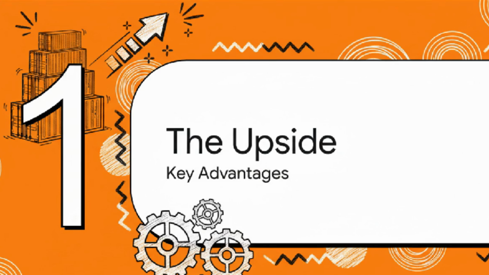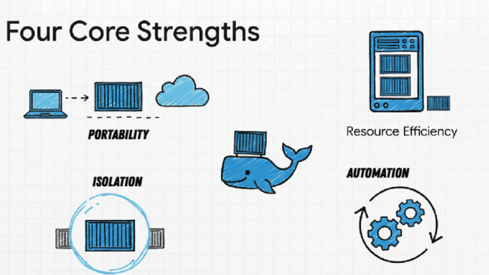To really get why Docker is so incredibly popular, you've got to understand the key advantages that have made it a go-to for so many developers and teams out there. When you boil it all down, its biggest strengths really fall into four main buckets: portability, resource efficiency, isolation, and automation. So let's unpack what each of these actually means when you're in the trenches writing code.